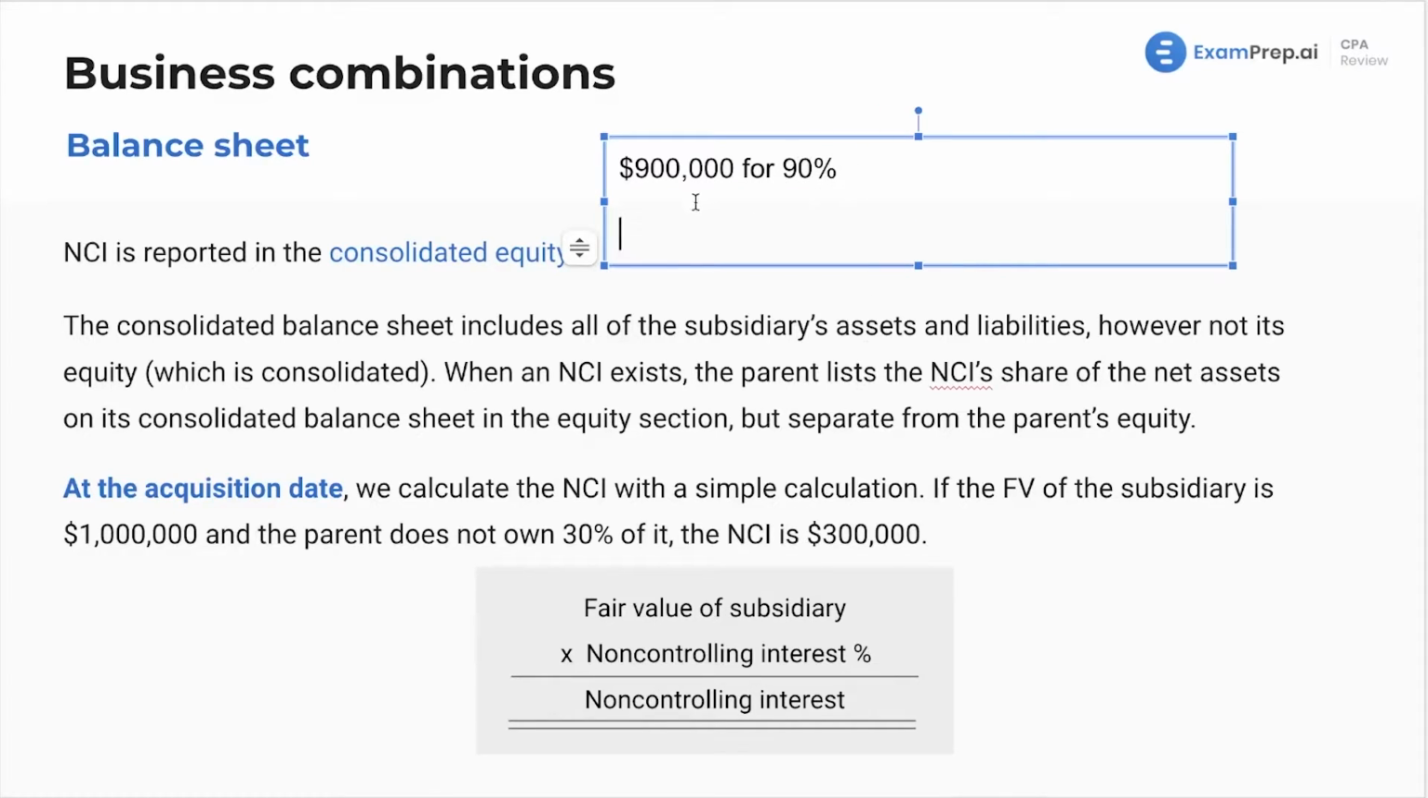Now, how do you determine the fair value of the subsidiary and as such the NCI? Well, these are pretty clean numbers, so you might be able to just guess it here. But basically, let's say they're not clean numbers. $900,000 divided by 90% gets you to $1 million, which means that if you subtract out your portion, NCI equals $100,000.